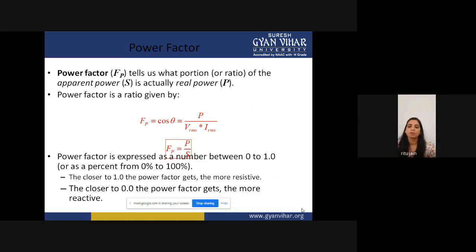The closer to 1.0 the power factor gets, the more resistive the load. The closer to 0.0 the power factor gets, the more reactive it is. If the power factor is closer to 0, then the load is more reactive. In the ideal case, the power factor angle phi must be 0, so the angle between voltage and current must be 0, and cos 0 is equal to 1.